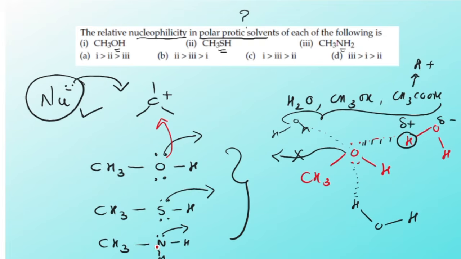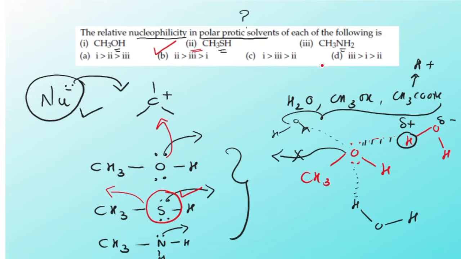So among the three atoms, whose size is greater? Sulfur size is greater. So not much cage-like structure, so it can attack easily. So where do we have 2 as the highest? There is only one such option. So straight away go ahead with option B. So thiol is considered a better nucleophile.